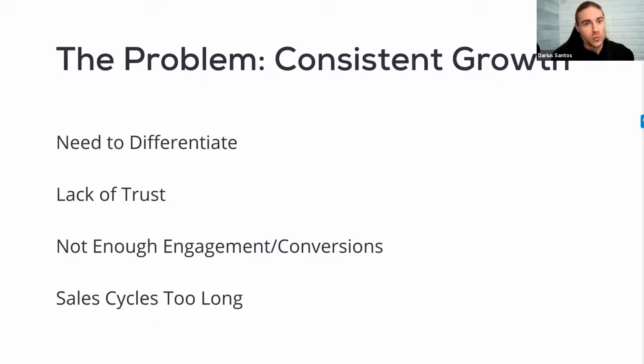We're trying to close more deals in a shorter time with less friction. And really, it comes down to a few key points that are going to enable us to do this. The first one of these is the need to differentiate. I don't want to spend too much time on it because we could probably already be aware of this.